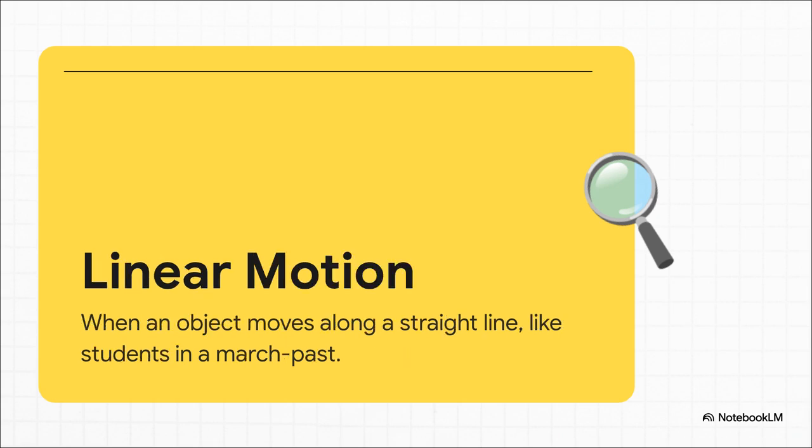Now, of course, things move in different ways. Let's start with the simplest type, linear motion. It's really just a fancy term for moving in a perfectly straight line. Think of a soldier marching in a parade or a car cruising down a long straight highway. Just point A to point B.